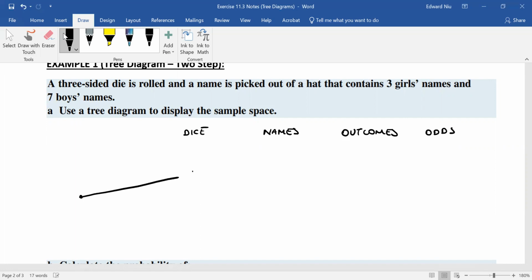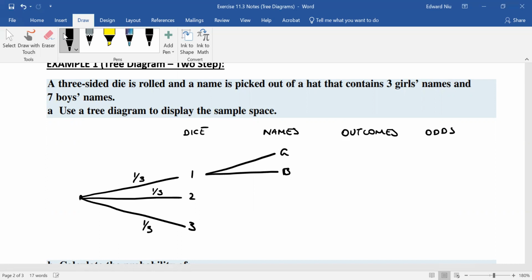So we could have a 1, we could roll a 2, or we could roll a 3. Now each one of these is 1 out of 3. 1 out of 3. Then we get to the name. So you've got girl and boy as the 2 possible outcomes. So let's say this one is girl, this one here is boy. There's 10 names in total, 3 of them are girls. 7 of them are boy names.